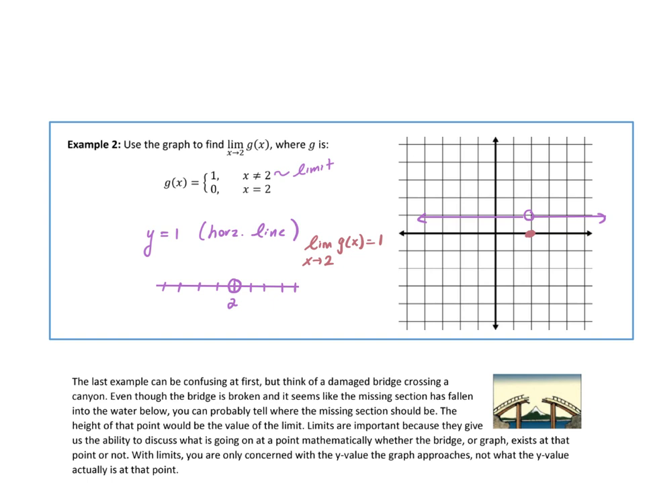Now, if f of 2 was equal to 1, that would mean this would have been colored in. The limit would still be the same, so that really doesn't matter. But in this case, we would have what we call a continuous function. Like, there's no holes or gaps in the graph. We can draw the line without lifting our pencil off the paper, okay?